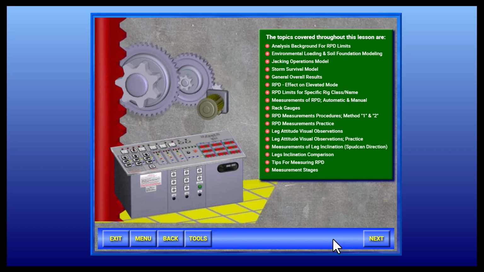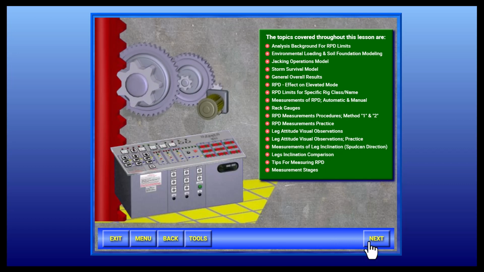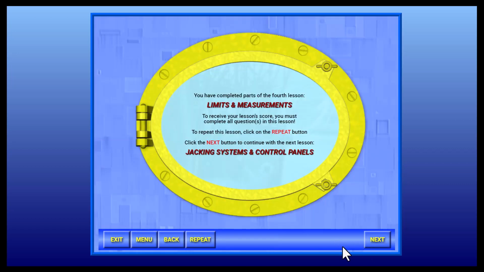Leg attitude visual observations. Practice. Measurements of leg inclination by spud can direction. Legs inclination comparison. Tips for measuring RPD. And measurement stages.